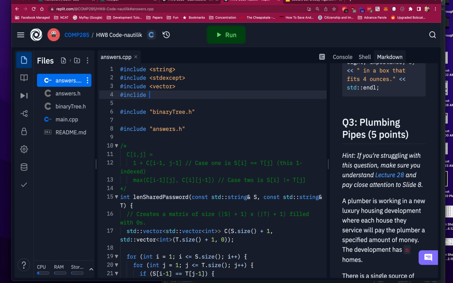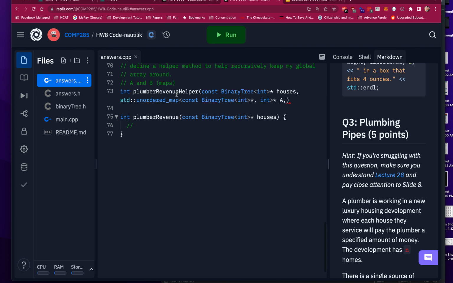I think I need to include unordered map. Oh, I misspelled include. I am going to pass it around. So it's going to be a pointer, actually, so that I can modify it without passing copies of it. Because I want it to be global in a way, but it's not actually going to be global.